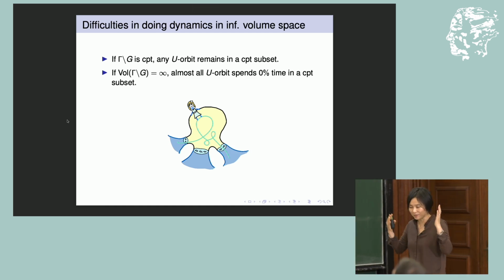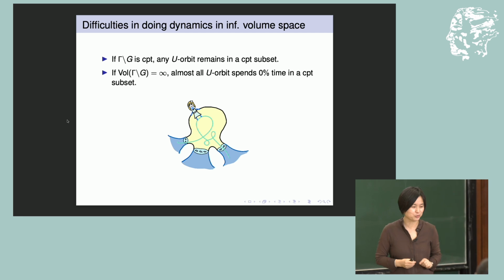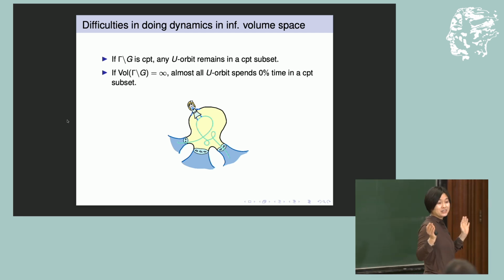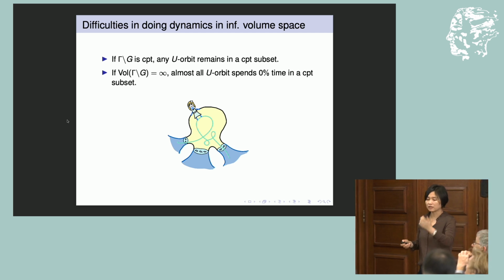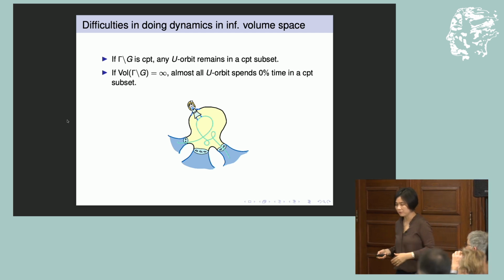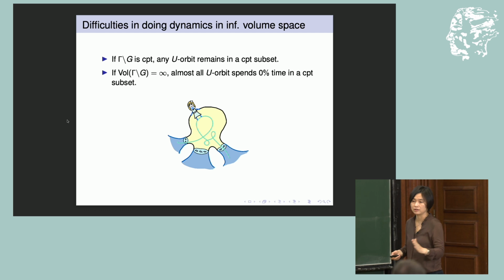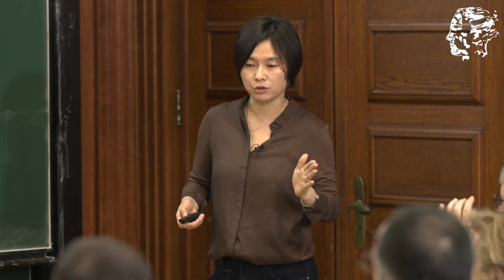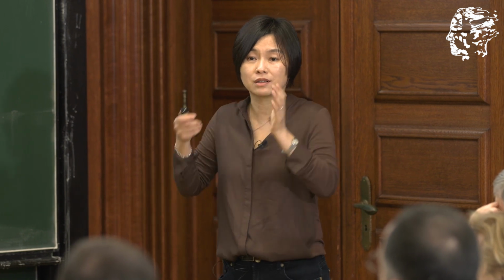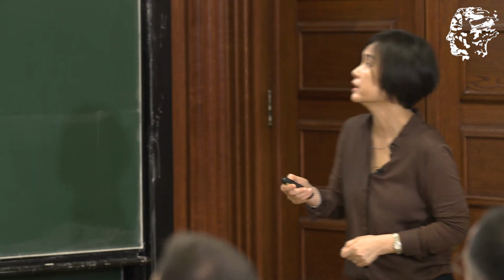So here's the part where I get to say a little bit about the proof. How do you prove this theorem? Ratner proved this amazingly beautiful theorem in the finite volume case. So now, how difficult is it going from finite volume to infinite volume? What is the main difference?